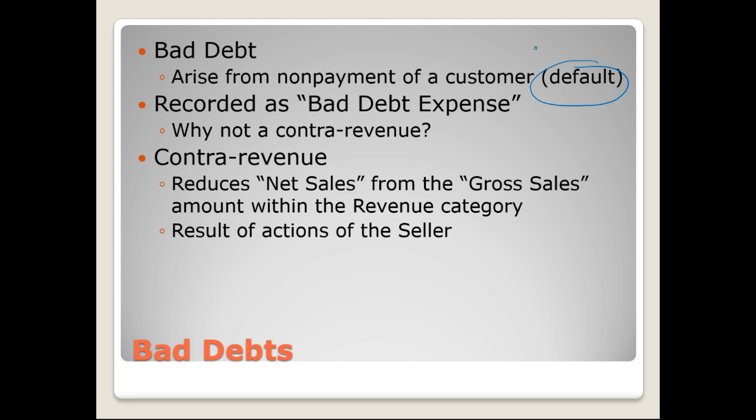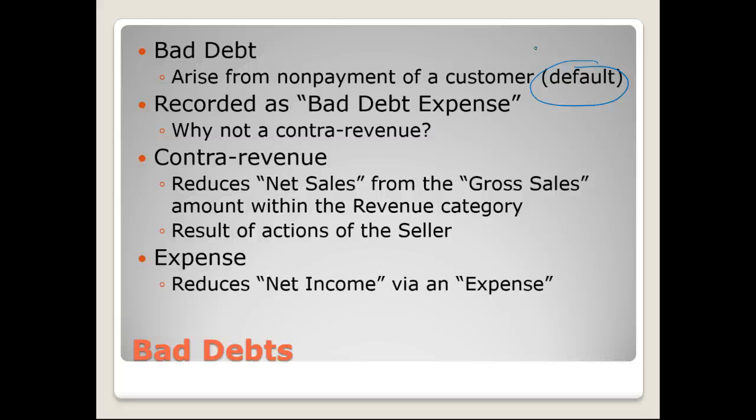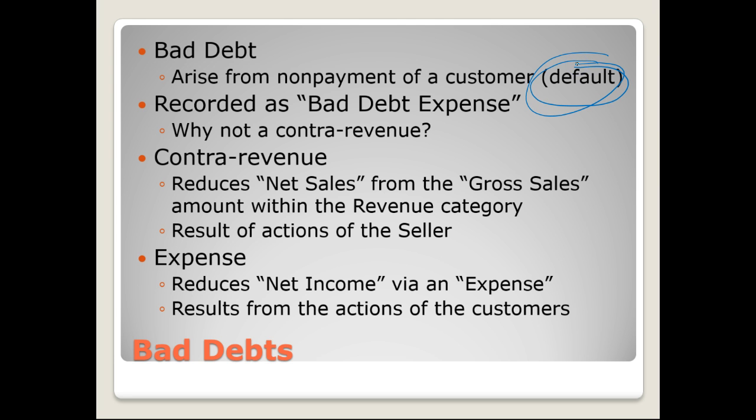And it results from the action of the seller. A sales discount is the seller's choice to offer the buyers a discount for paying early. A sales return and allowance is the seller's choice to give some money back or money off because the customer might have been dissatisfied, but it's still the seller's choice. An expense, obviously, because it is an expense, it reduces net income, and it's the result of actions of the customers. I don't think there is a selling company out there that would choose to have a customer default. So this is why we call it an expense. It's bad debt expense because it's not up to the selling company to determine whether a customer will pay or not pay. They obviously hope that all customers pay.